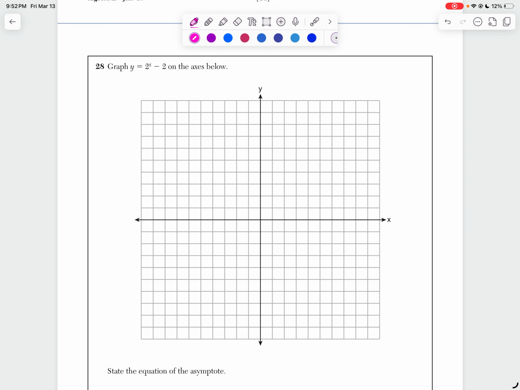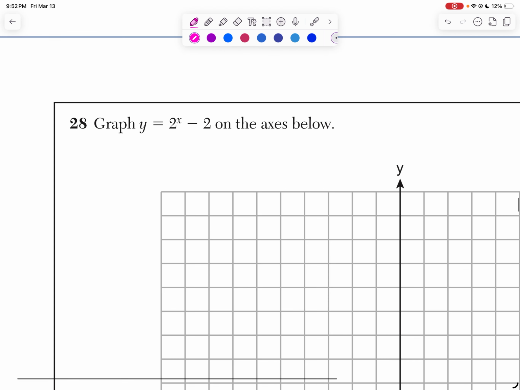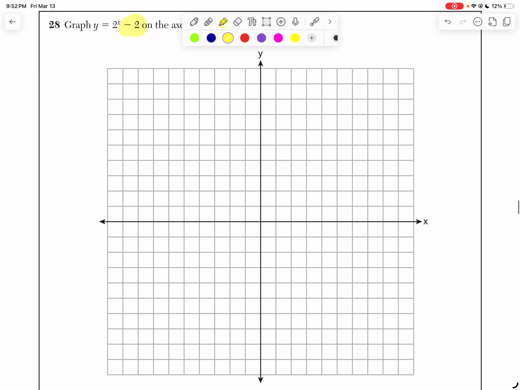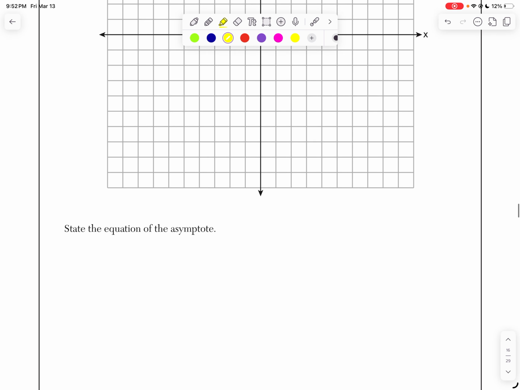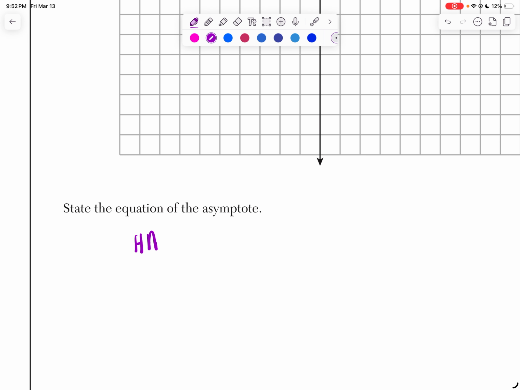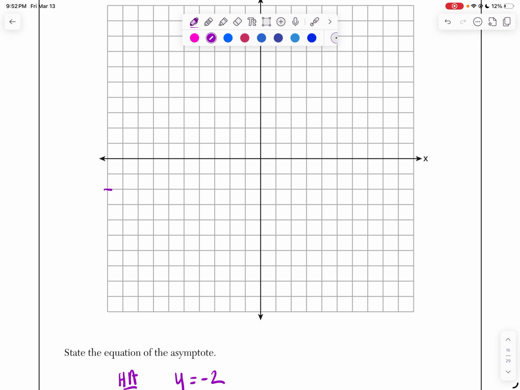All right, let's look at question number 28. 28 says graph y equals 2 to the x minus 2 on the set of axes below, and then state the equation of the asymptote. Before we go any further, we can actually state the asymptote by looking at our equation. It's always the number hanging out by itself. So in this case, my horizontal asymptote is y equals negative 2. So what I'm going to do is now just draw a dashed line at y equals negative 2.